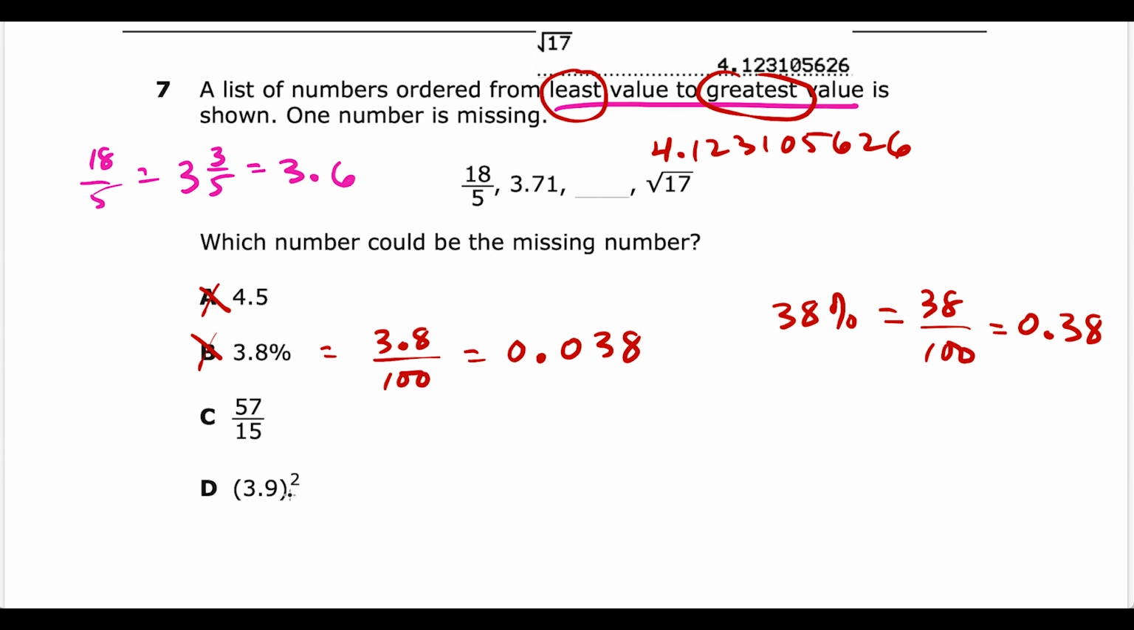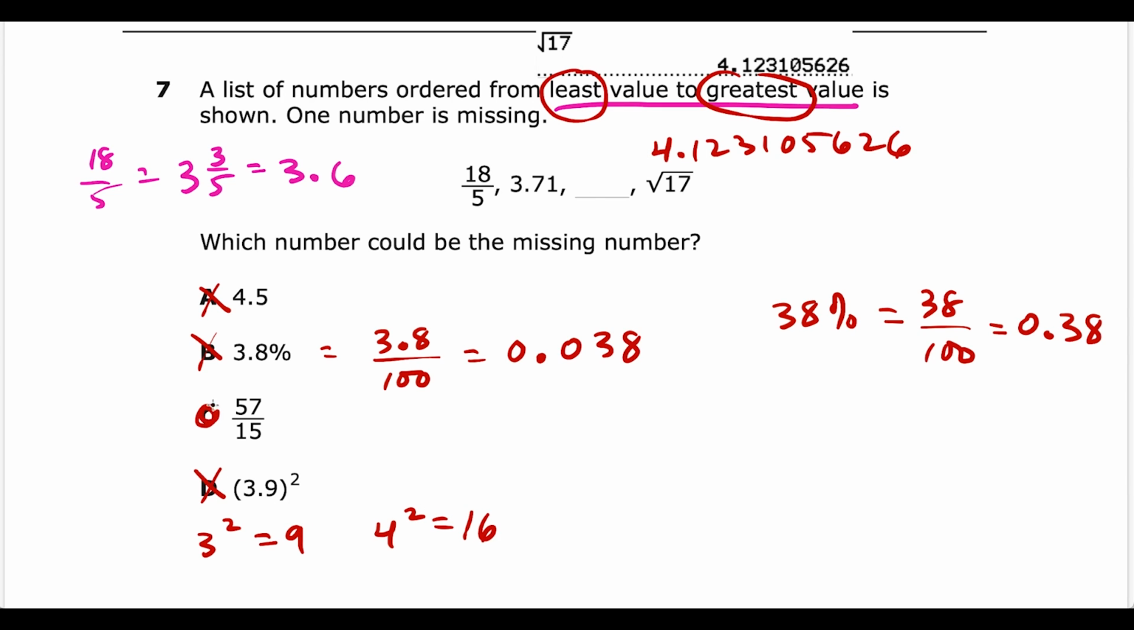Now this I could already see is not the answer, because 3 squared is equal to 9 and 4 squared is equal to 16. So this number here, 3.9 squared, is going to be a pretty big number. It's going to be big compared to this list, because the biggest number in the list is 4.123, but this number is between 9 and 16, so this is too much.